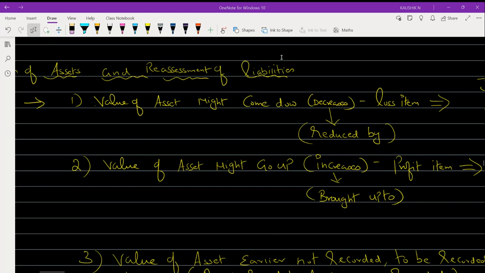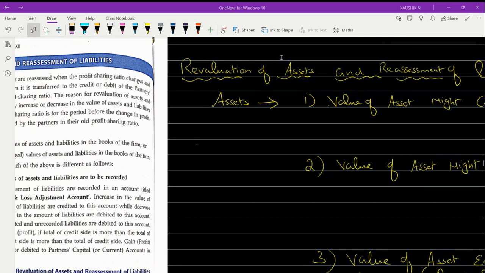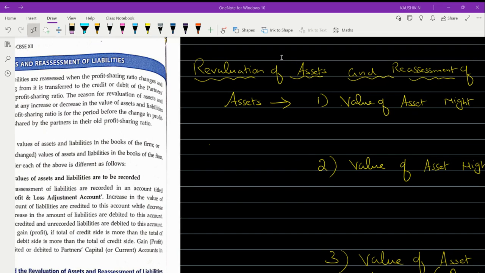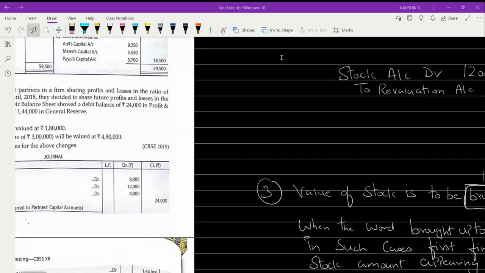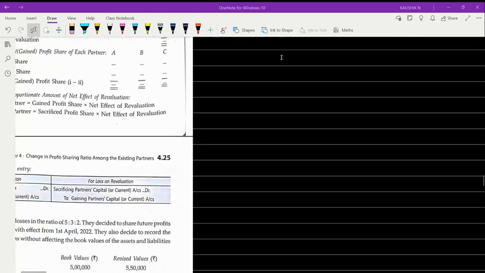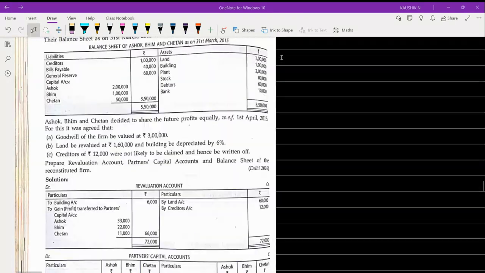Okay, so the concept which we are going to see today is adjustment of capital. So revaluation concepts, you don't have any doubt, it's completely clear for you, right? Okay. So this concept, that is adjustment of capital, is the last concept under the topic of change in PSR. Okay.